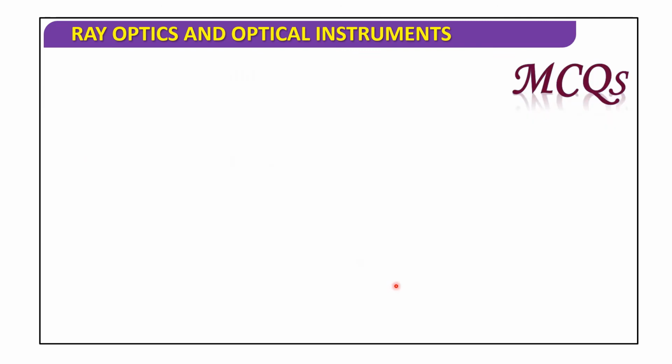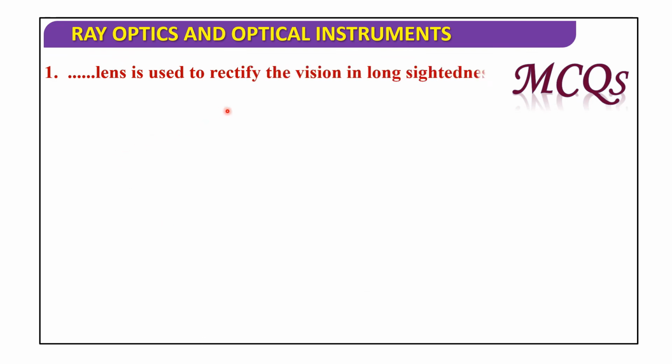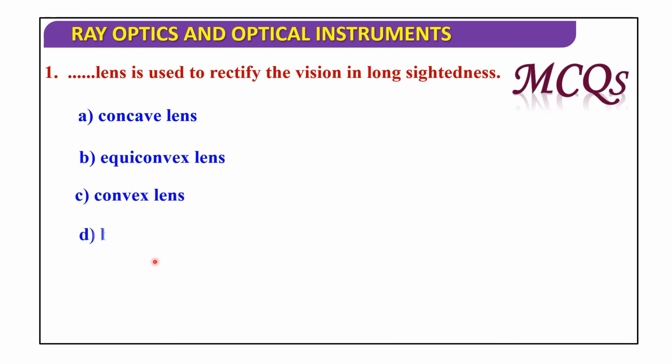Now let us discuss MCQs. Dash lens is used to rectify the vision of long-sightedness. Concave lens, equiconvex lens, convex lens and biconvex lens. So long-sightedness is also called hypermetropia. So for hypermetropia, we are using convex lens to rectify the vision. Okay. Convex lens is used to rectify the vision in long-sightedness.